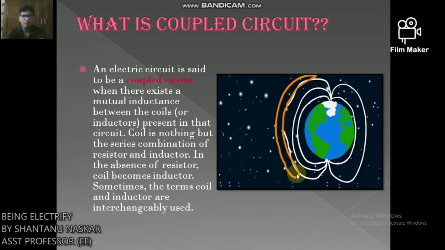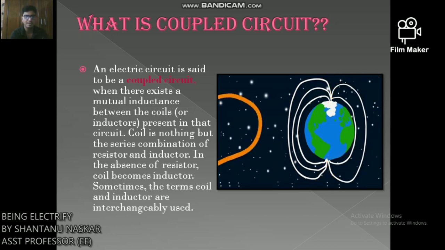So what is a coupled circuit? An electric circuit is said to be a coupled circuit when there exists a mutual inductance between the coils or inductors present in that circuit. Coil is nothing but the series combination of resistor and inductor. In the absence of resistor, coil becomes inductor. Sometimes the terms coil and inductor are used interchangeably.